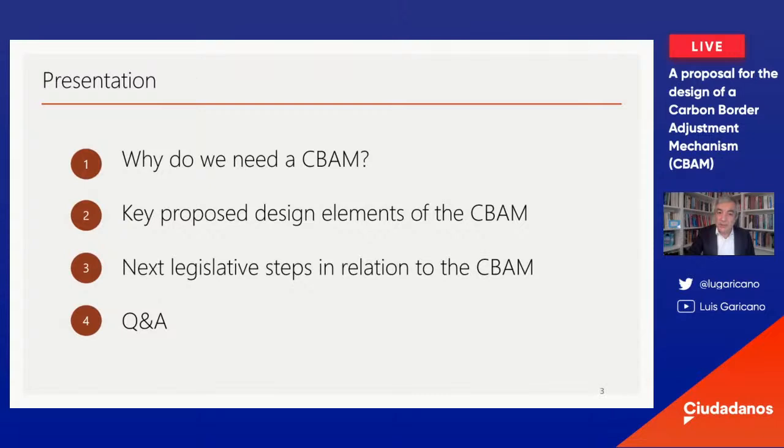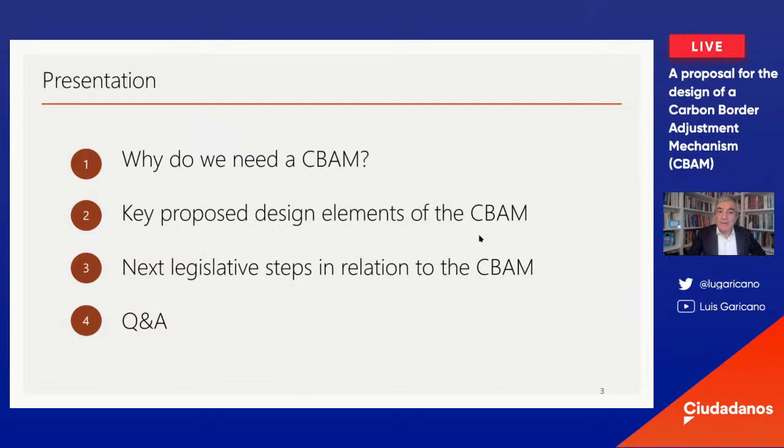So there will be four parts to this masterclass. We're going to talk about why we need a carbon border adjustment mechanism. Second, we're going to talk about what would be the right way to design it. Third, we're going to have the legislative steps that we need to take to make the CBAM work. And finally, we're going to have a Q&A. That's the plan, and I hope you enjoy it.